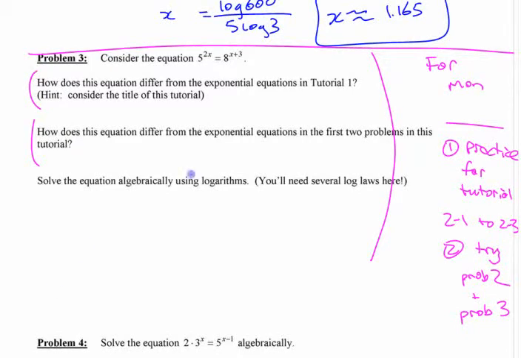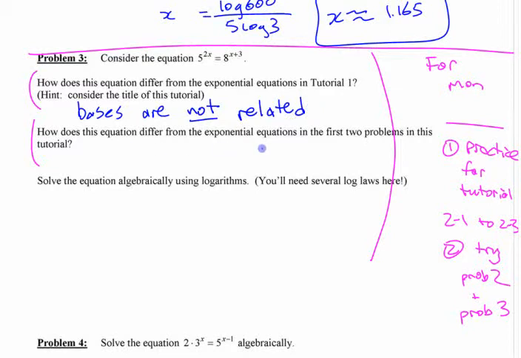How does this equation differ from the ones in the first tutorial? Consider the title of this tutorial. That one you can answer for yourself, right? Has to do with the bases, right? Bases are not related. Right? 5 and 8 aren't related. They're not powers of the same base, whole number powers.